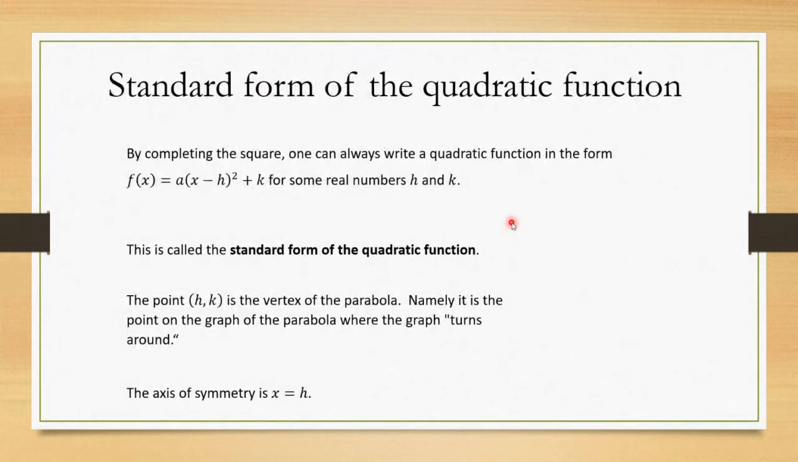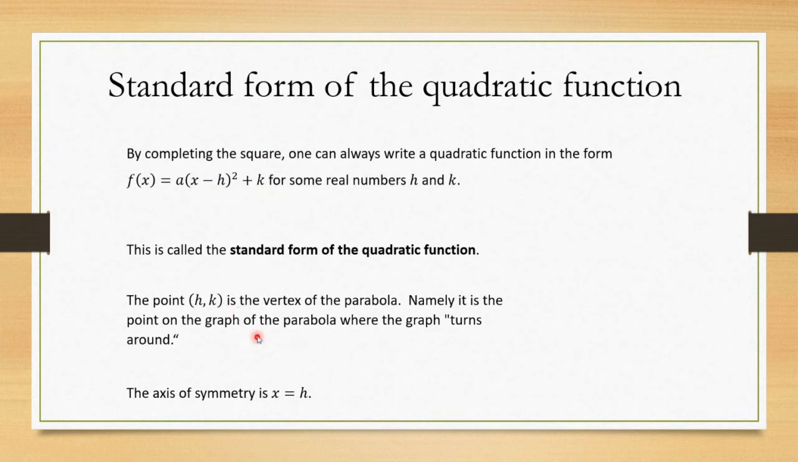Let's keep going. We saw one way to write a quadratic equation in the definition. Here's another way, actually. This is what they call the standard form. You have the same a from earlier times x minus h squared plus k. h and k are real numbers. Actually, k is f of h. In other words, if you replace x by h, you'll get k.